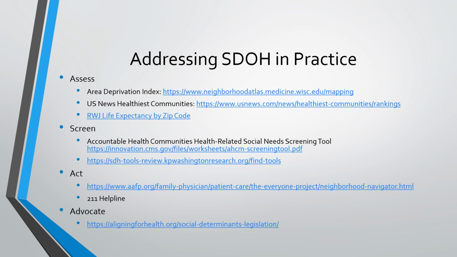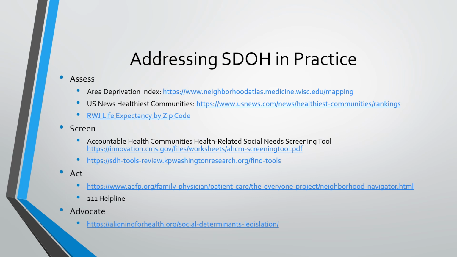So how do we address the social determinants of health in practice? These are kind of those takeaways for you. These are ways in which you can assess: the area deprivation index, which is really interesting. It looks at different neighborhoods within Wisconsin, and you can put in your zip code. And then I would encourage all of you to do the Robert Wood Johnson's life expectancy by zip code.